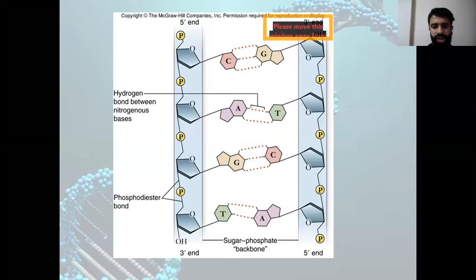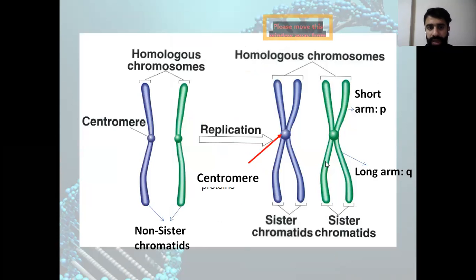This is the structure of DNA where C and G are complementary, A and T are complementary, where we have a hydrogen bond between these two bases, A and T bonded together. This is called the hydrogen bond, and we have the sugar phosphate backbone between the two strands.